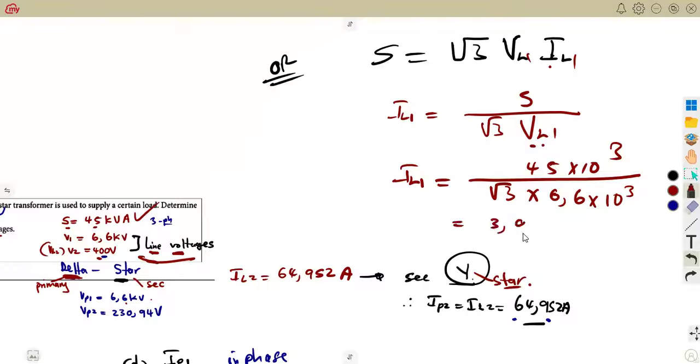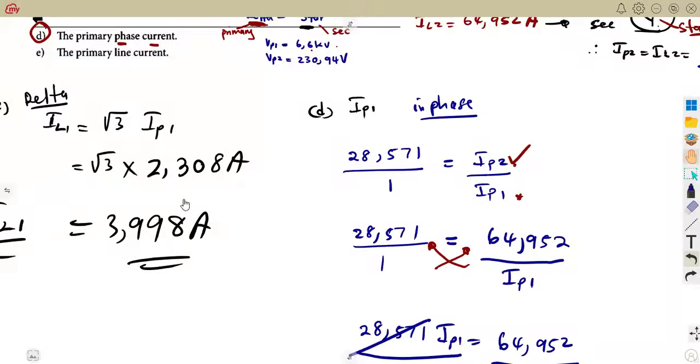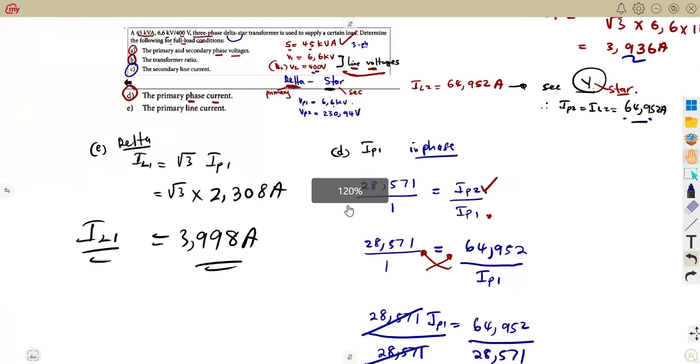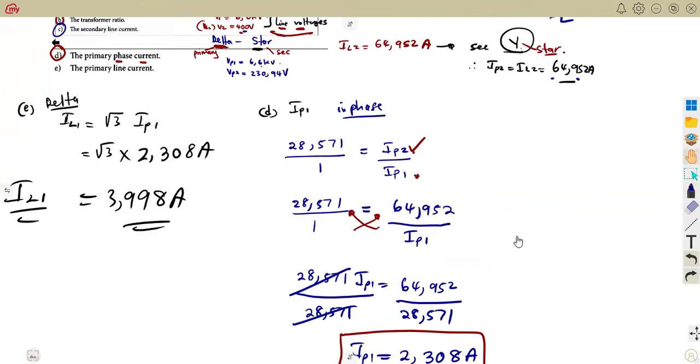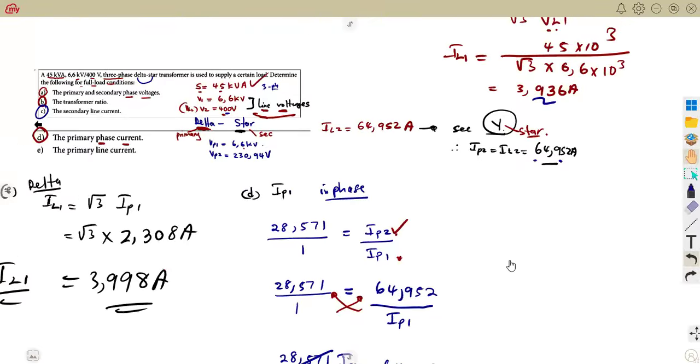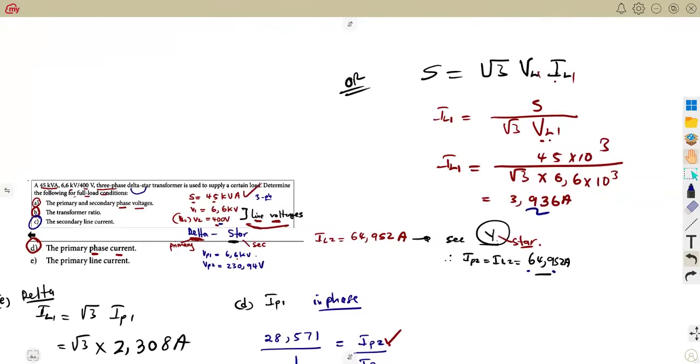So it was going to be about 3,936 amperes if you are using this one. It differs because of rounded off values. The figure 2,308 was also obtained from rounded off values, so it is not going to give us the exact answer. But use the values that you are obtaining, guys. They are going to mark according to what you are using, right?